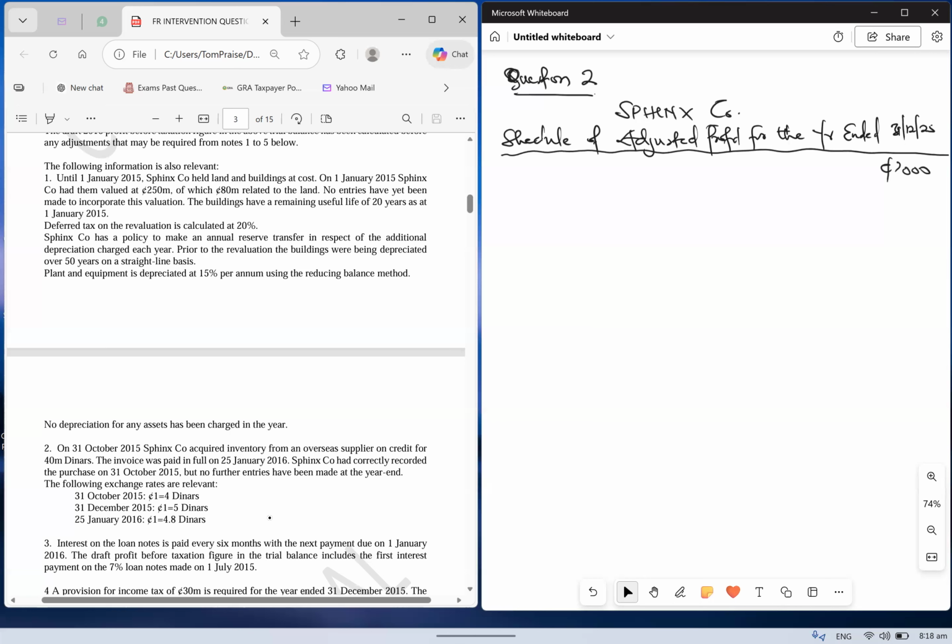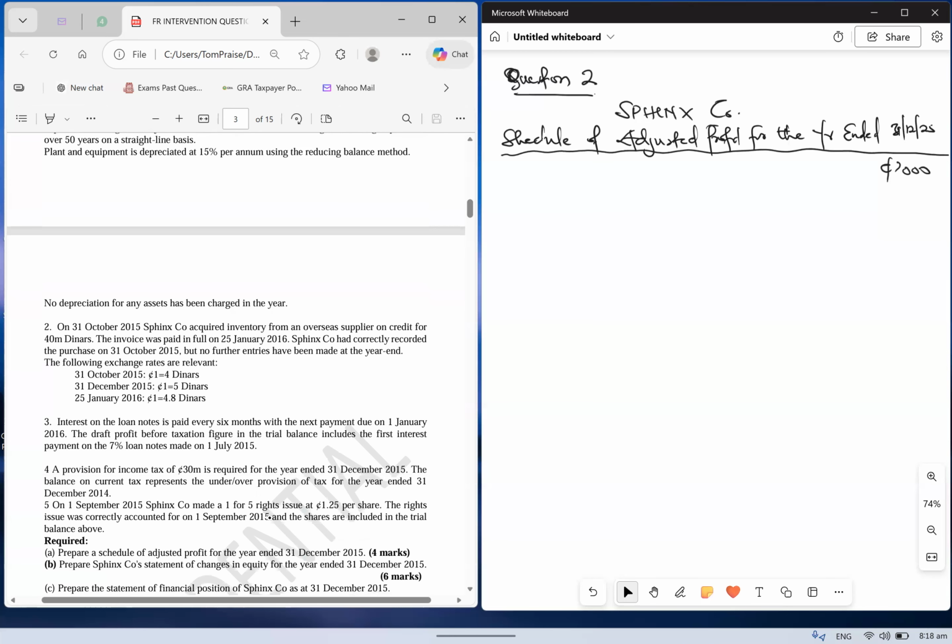All right. Then we have on October 2015, Sphinx Company acquired inventory from overseas supplier on credit for 40 dinar. The invoice was paid in full on 25th January 2016. That's outside the scope of the year we are doing. So it means that if you know your IAS 21, that thing will be unpaid transactions. Sphinx Company has correctly recorded the purchase on 31st October, but no further entries has been made at the year end. You are giving the exchange rates to do the conversion.